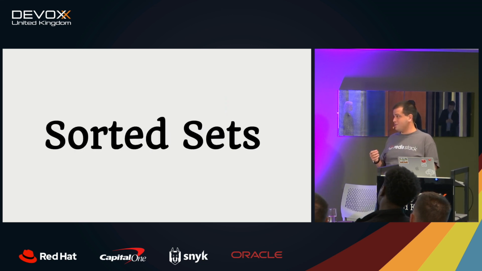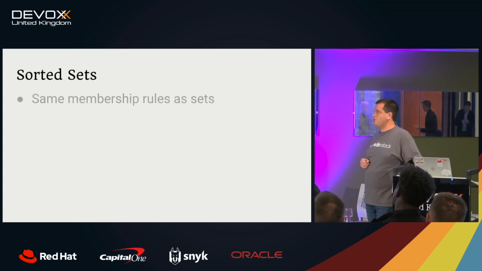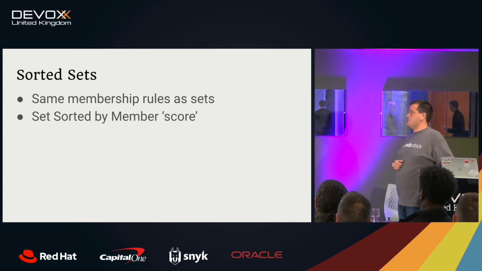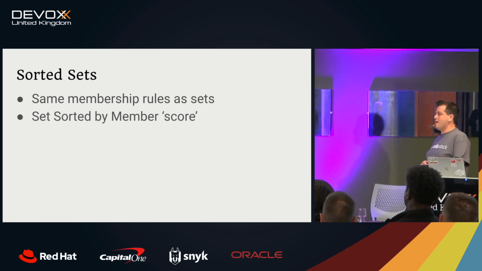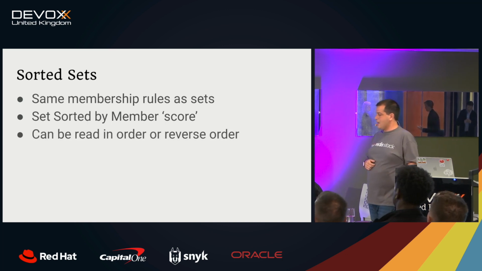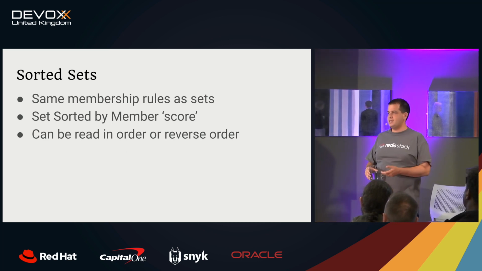Now, sorted sets are another set-like data structure, but they're actually a little bit neater. They have the same rule in that they don't allow duplication of members, but sorted sets also allow you to store a score. And that score can allow you to read the set in order or in reverse order based on the score.